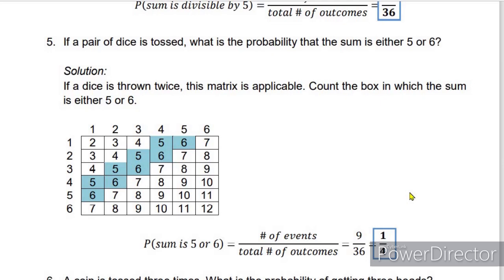Number 5. If a pair of dice is tossed, what is the probability that the sum is either 5 or 6? Solution: if a dice is thrown twice, the matrix is applicable. Count the boxes in which the sum is either 5 or 6. Again, we use the matrix, find those that yield a sum of 5 or 6 and count them: 1, 2, 3, 4, 5, 6, 7, 8, 9. So there are 9 results which yield a sum of either 5 or 6. The number of events is 9 over the number of outcomes, which is 36. In lowest terms, 1/4 is the probability.